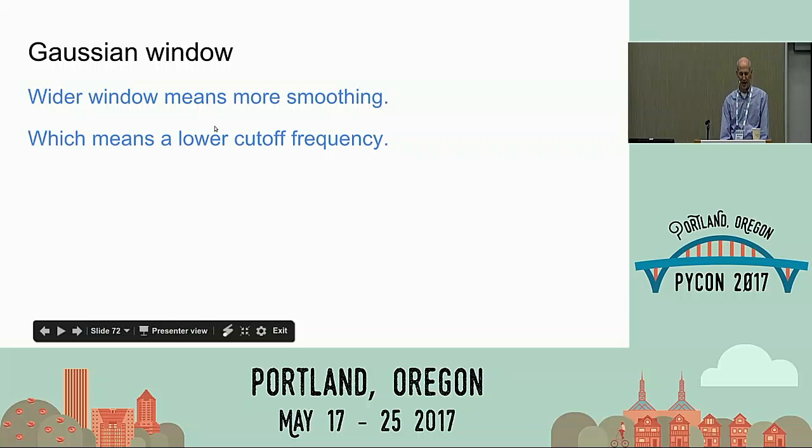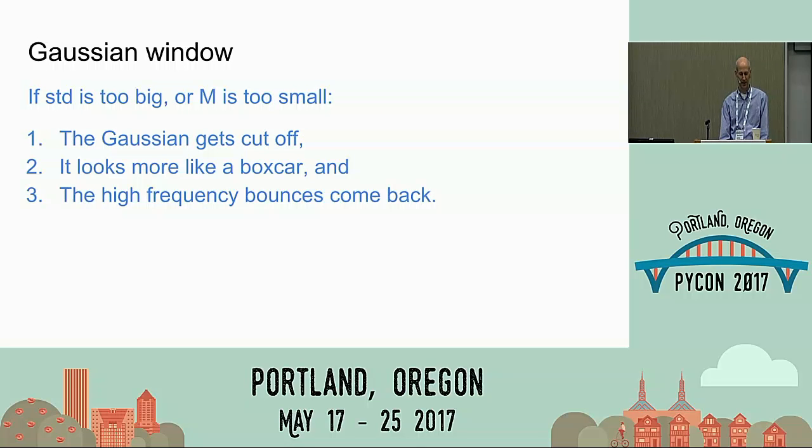So just to summarize, the wider window in the time domain means more smoothing, which means I'm cutting off more frequencies. So it's a more aggressive low-pass filter. And then there's a little bit of a weirdness, which is that if the value of m is too small, my window starts to look like a boxcar. And when it looks like a boxcar, I get the bouncy frequencies back.